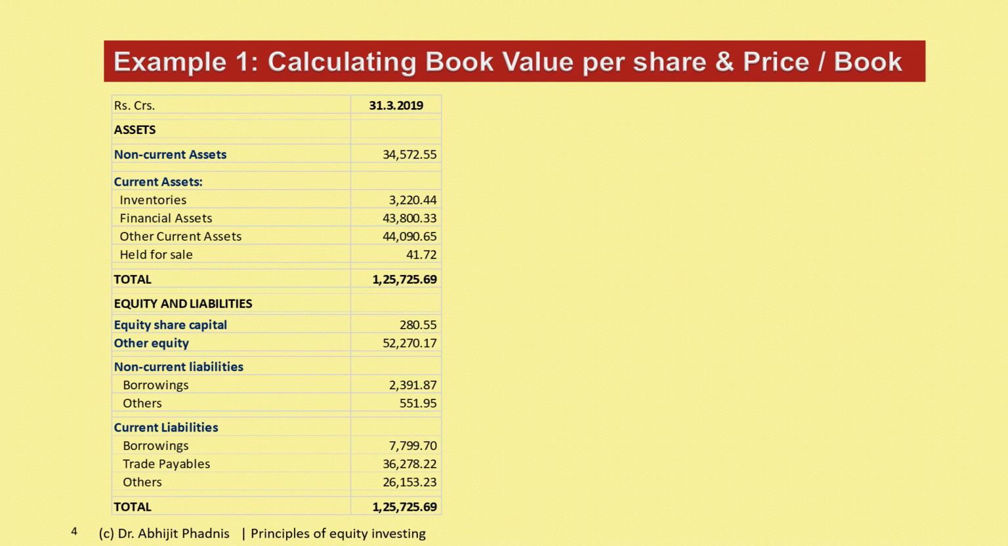liabilities. So we can see the equity number here, which as we saw in the previous slide has actually two elements, the equity share capital and other equity. So we can look at these two together to arrive at the equity of the company. And then we also have non-current liabilities and current liabilities. So now let us see how we can calculate the book value per share and then the price to book ratio.